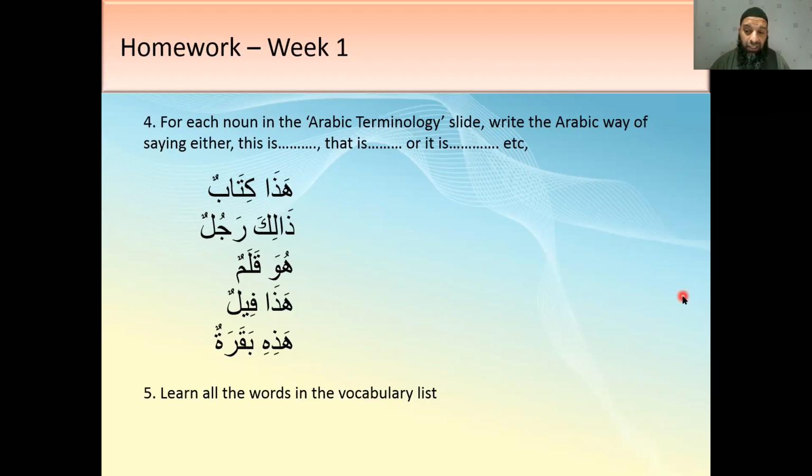No problem. And then the last one was to learn all the words in the vocabulary list. So what I would normally do is pick people, but I can't do that. So what I would like to do is ask the non-Arabs to do the speaking. I'm going to test you on the words. So I'm just going to ask the brothers first.